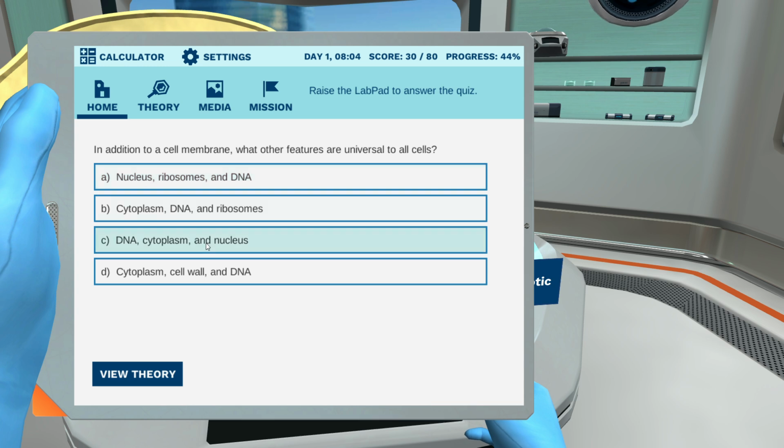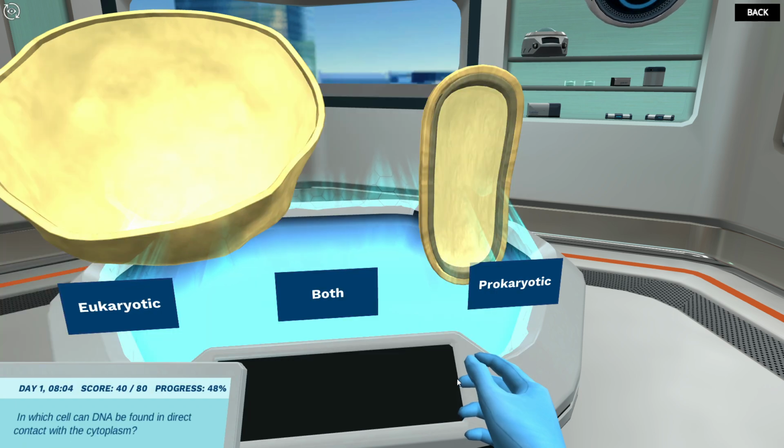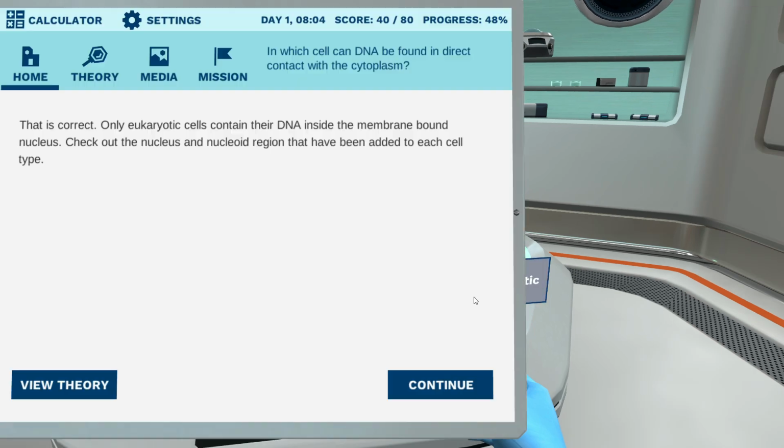Option A, nucleus, ribosomes, and DNA. Option B, cytoplasm, DNA, and ribosomes. Option C, DNA, cytoplasm, and nucleus. Option D, you know your stuff. In which cell can DNA be found in direct contact with the cytoplasm? That is correct.